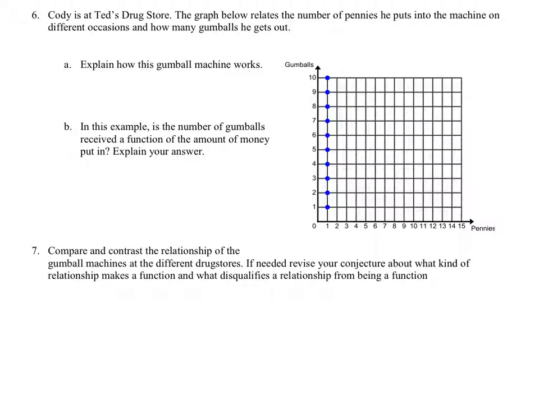All right, Cody is at Ted's drugstore, and this is what he finds in this gumball machine. Very, very strange. Well, based on the graph, how many gumballs come out for 1 penny? Sometimes 2, sometimes 3, maybe 10, right? See, that's the option. So is that gumball machine functioning? No, it is not functioning, because whenever we put 1 penny in, we don't know how many gumballs are going to come out.